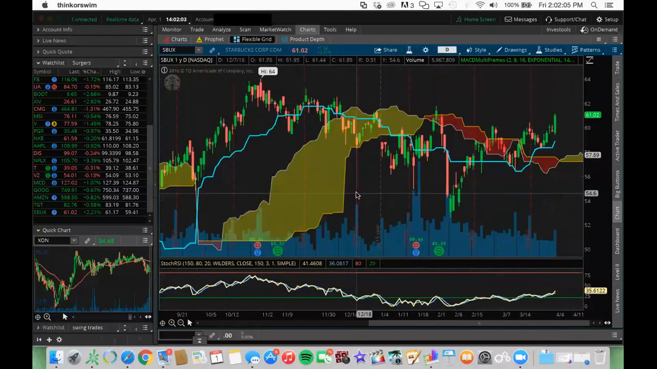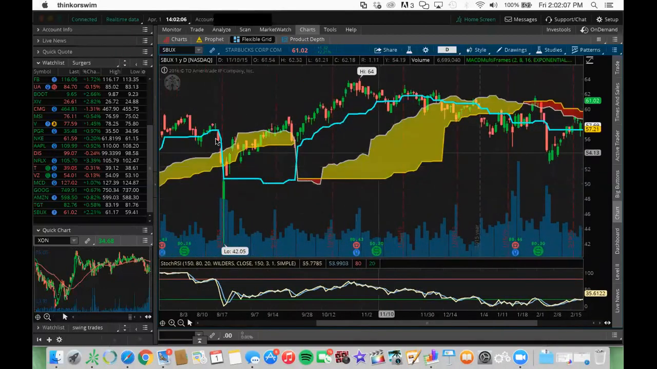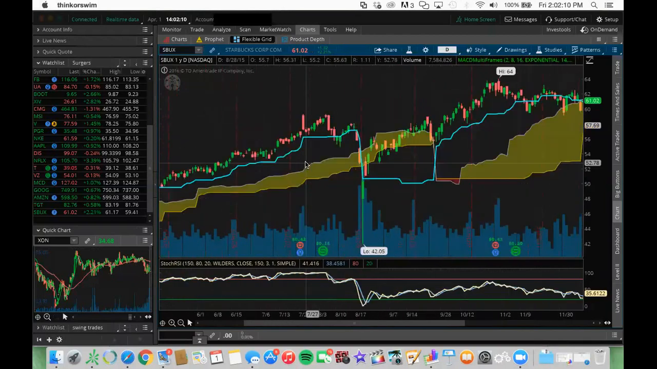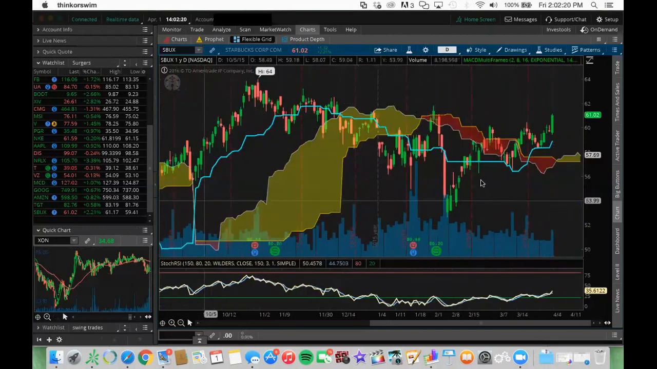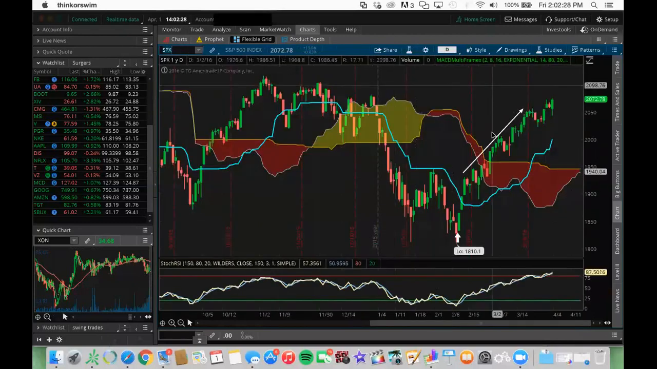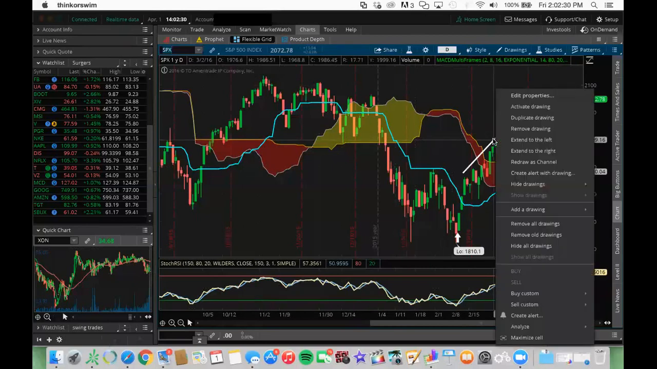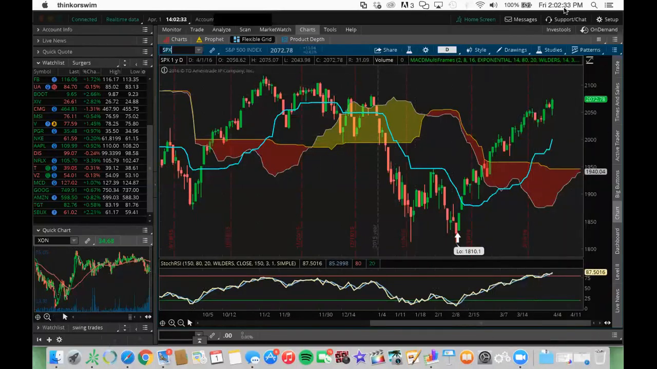So first thing to know, it's kind of weird where to start. I guess the first rule of thumb: if the candlesticks are above the cloud, that's a bullish trend. And when they are below the cloud, that's a bearish trend. Let's go to SPX. Okay, so yeah, when it's above, it's a bullish trend. When it's below, it's a bearish trend.